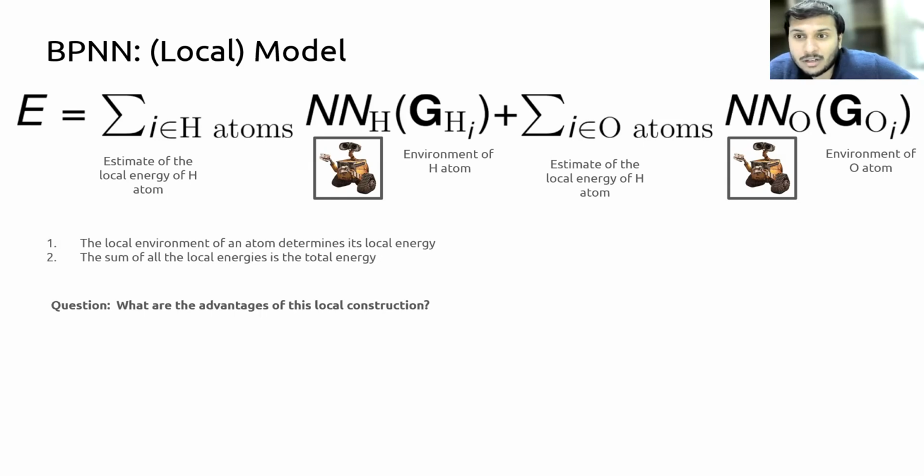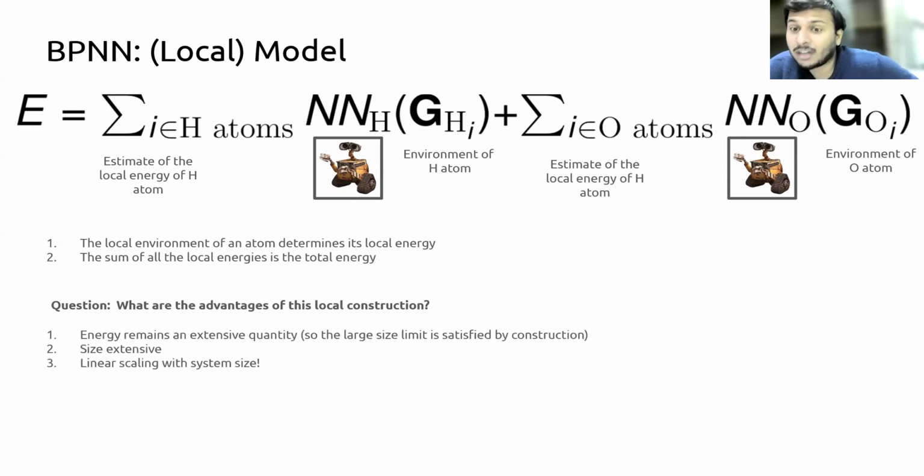clearly, this local construction has been performed for a reason, and we can ask what exactly the advantages of this local construction are. I'm just listing some of these here. The first one is that, at least in the limit of large system sizes, the energy is an extensive quantity. It's a thermodynamic quantity. If you double the amount of iron, its energy will also double. So this construction clearly allows you to have those kinds of properties.